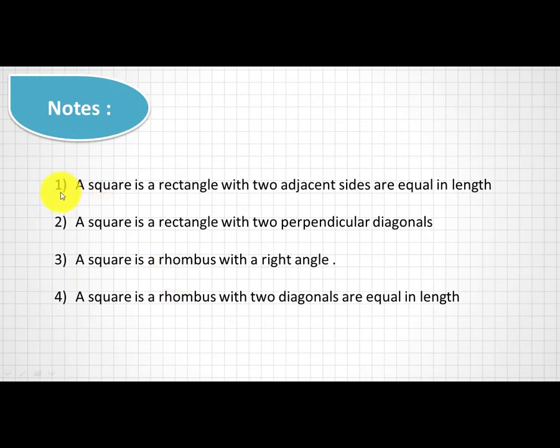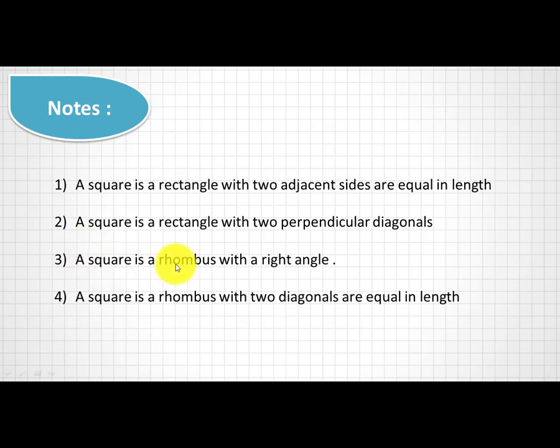Note that, number 1, the square is a rectangle with 2 adjacent sides equal in length. A rectangle can be square if 2 adjacent sides are equal in length. Also, a rectangle can be square if it has 2 perpendicular diagonals. If rectangle has 2 perpendicular diagonals, then it's called square.